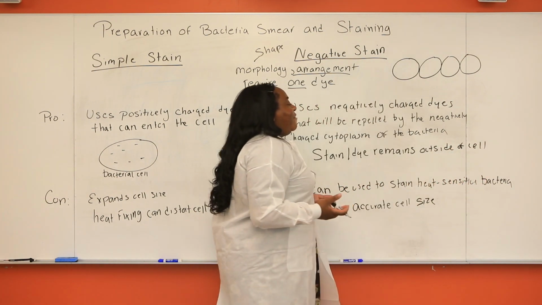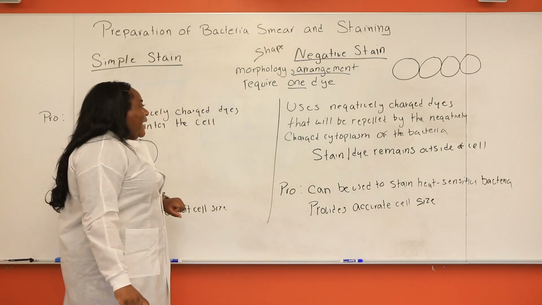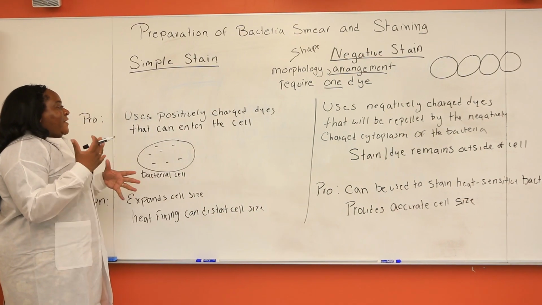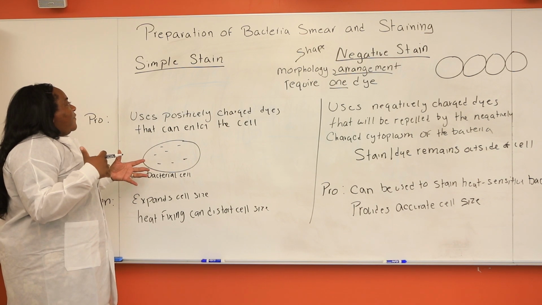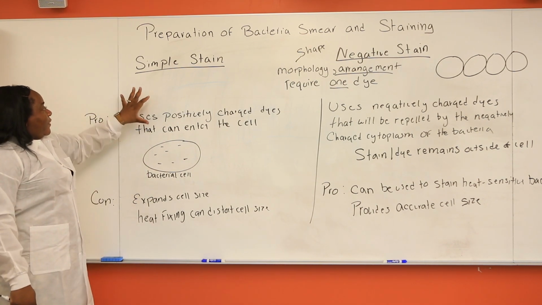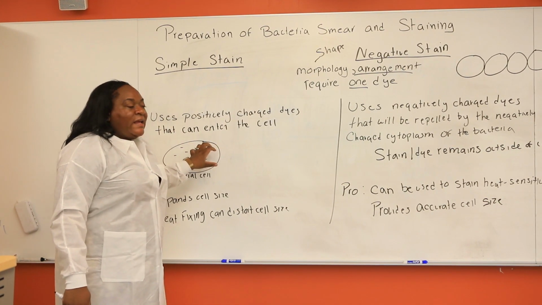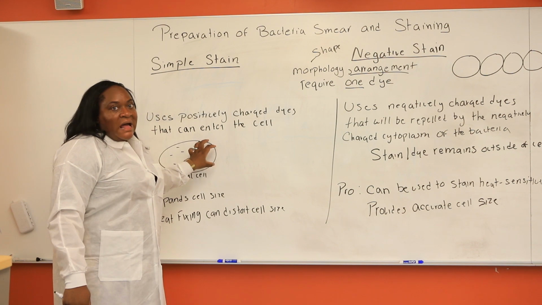So basically you have a colorless cell against a stained background, okay? So what are the benefits? What are the pros and cons, let's say, for each type of stain? So the pro for a simple stain is that it allows you to see a stained cell, right? Because the dye can enter the cell.